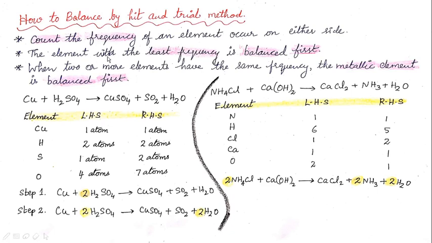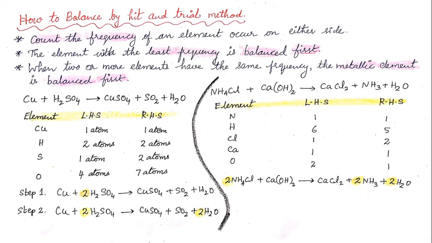Second step: the element with the least frequency is balanced first. So the element which occurs the least and is not balanced should be balanced first. When two or more elements have the same frequencies, the metallic element is balanced first. Here, for example, we have hydrogen, sulfur, oxygen, copper. Suppose all these elements have the same number of atoms. In that case, we have to balance the metallic element. The metallic element in this case is copper, so copper should be balanced if it is not balanced.